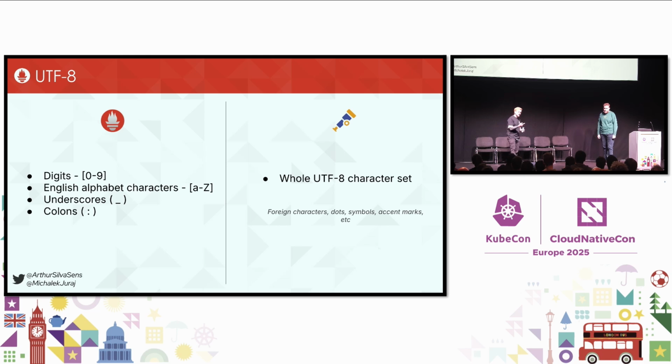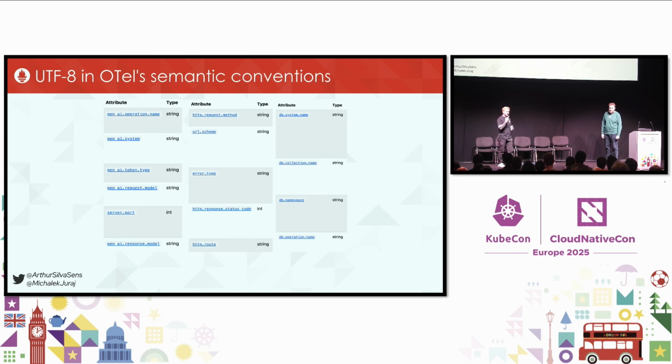Starting with UTF-8, historically, Prometheus only accepts digits, the English character set, underscores, and colons, while OpenTelemetry accepts the whole UTF-8 character set. That includes foreign characters, dots, symbols, emojis, everything that comes to your mind, OpenTelemetry accepts. And in fact, if you use OpenTelemetry, you know about the semantic conventions, and there are dots everywhere. There is no way we can adopt OpenTelemetry metrics if we don't accept the dot.